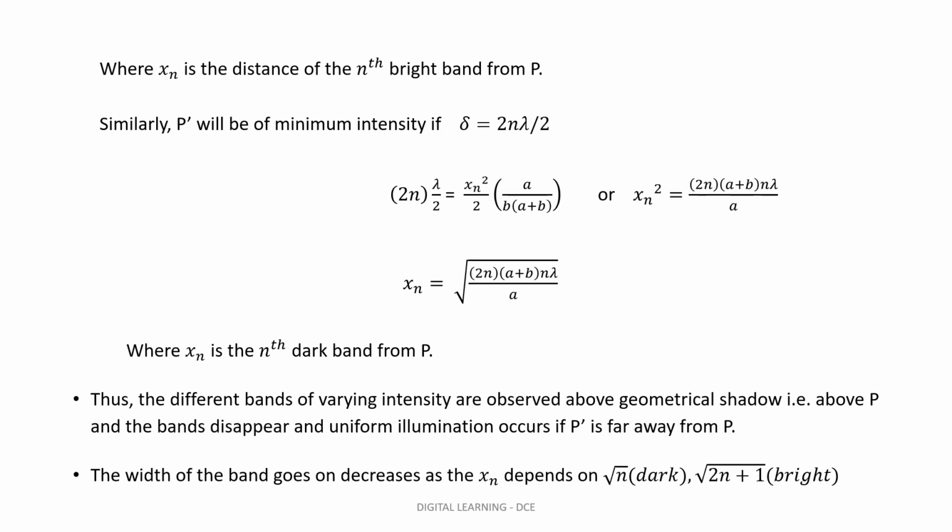So we observe here that xn for a bright band depends upon root of 2n plus 1, and for a dark band it depends upon root of n, that is, xn for minimum intensity depends on root of n. So the different bands of varying intensity are observed above the geometrical shadow, that is above P, and the bands disappear and uniform illumination occurs if P dash is very far away from P.